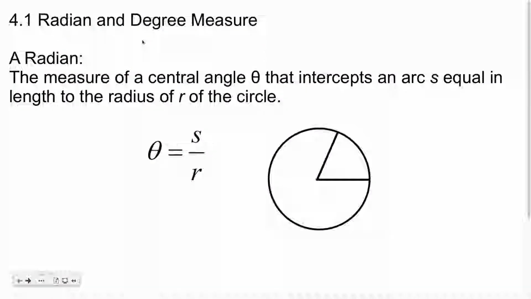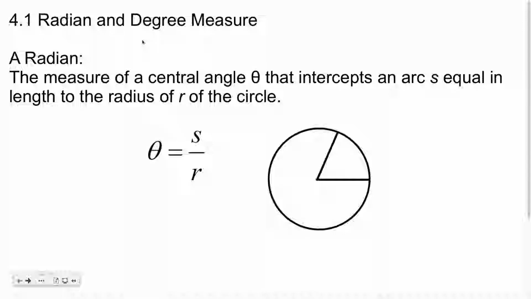In Algebra 2, you discussed what radians and degrees were. Okay? Radians is a different way to measure angles that actually work out a lot nicer than degrees. You may not think so, but they're actually more useful.